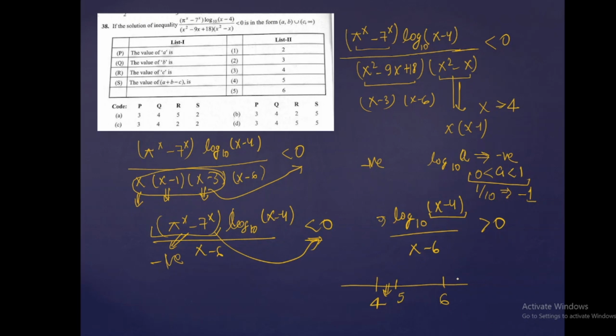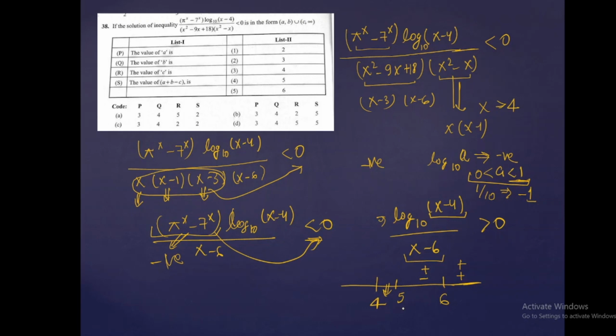Okay, so now we have the critical points on the number line. Let's see. If x is greater than 6, basically I'm talking about this side, the denominator will be positive and the numerator will be positive. When x is between 5 and 6, this term will be negative, and the numerator will be positive, because as soon as we reach x equal to 5, the term a will be greater than 1. So it will be positive.